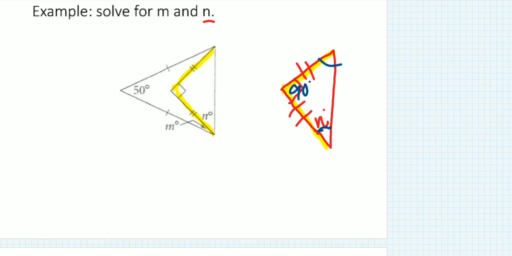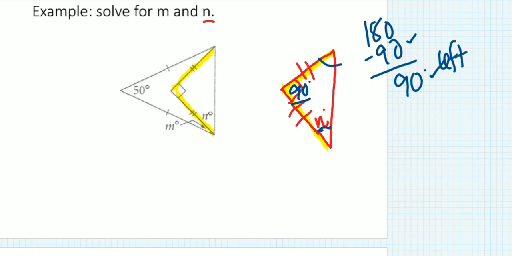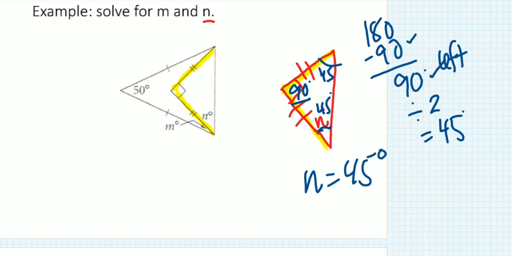This is 90 degrees. And the really nice part here is, since these 2 angles on the right, the top right and the bottom right, are equal to each other, I can figure out what they have to equal. Since I already used 90 degrees, I have 90 degrees left over, right? But now, since they're congruent, I can divide by 2, and that's going to equal 45 degrees. So this one is 45, and this one is 45. And it'll be the only number that works in order for the triangle to equal 180. So we already have n. N equals 45 degrees. Okay?